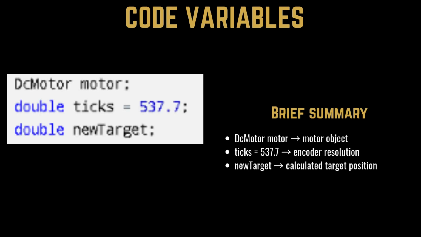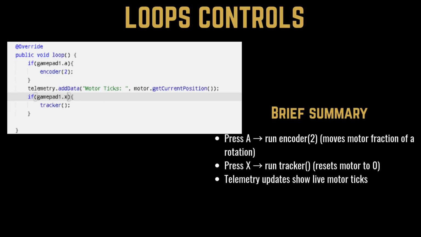We can declare a motor object, and next create a double variable to store the number of ticks per revolution, and we set a new target, which is where we calculate the new target position. Assuming we already initialized the motors, this is a bit of an older format, so it uses something called public void loop, but all we have to worry about is that it's like the while opModeIsActive loop. In the loop method, pressing the A button on the gamepad calls a function that we'll make, and we input 2, and then we add telemetry. If we press X, we'll initiate the tracker function that I'll show you how to make.